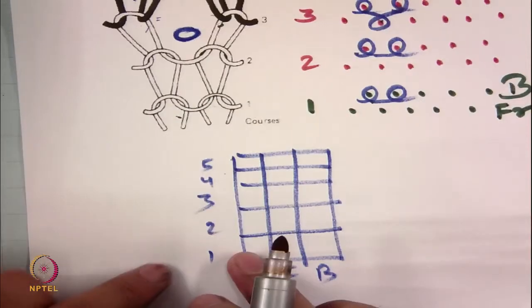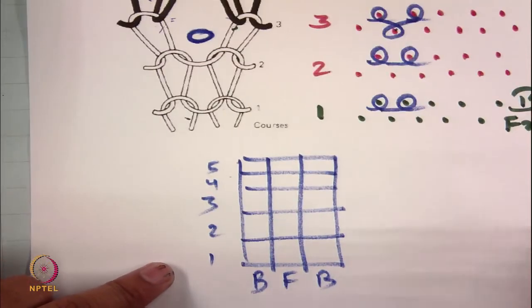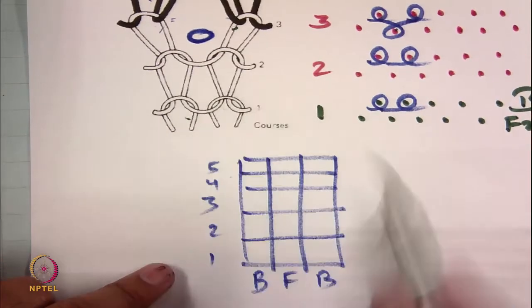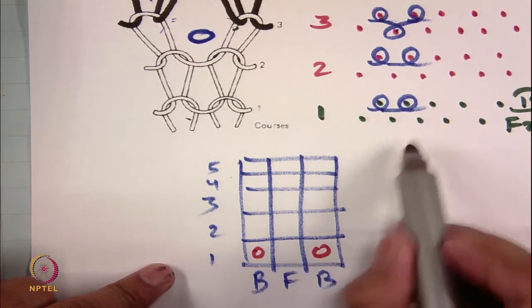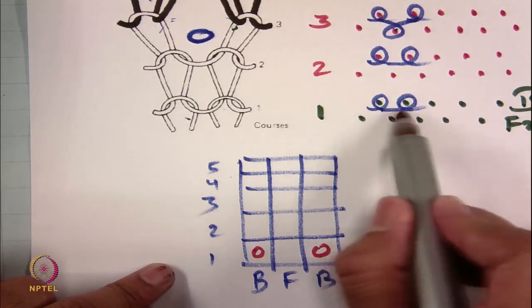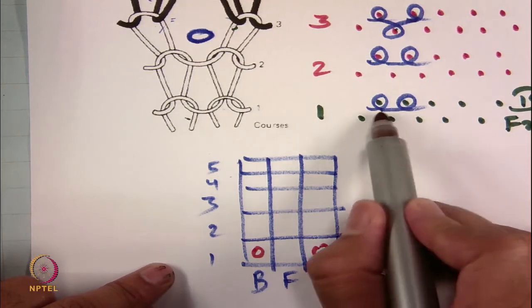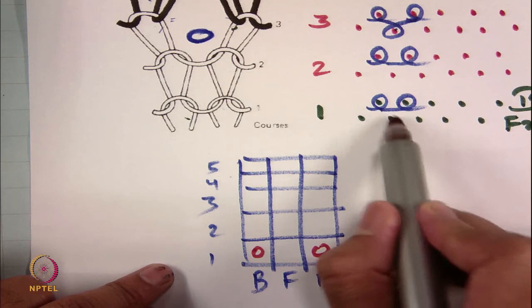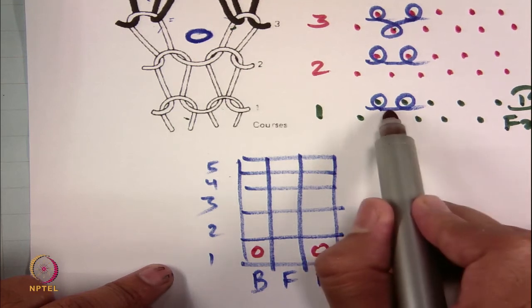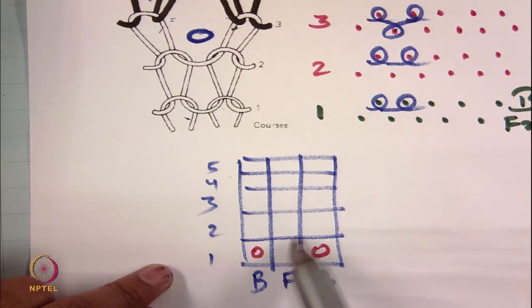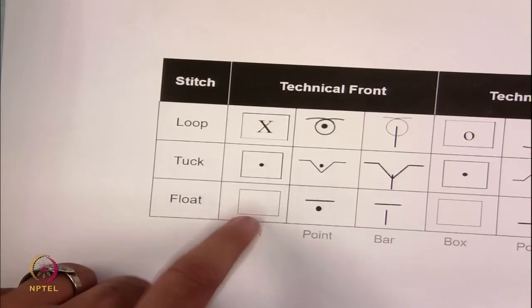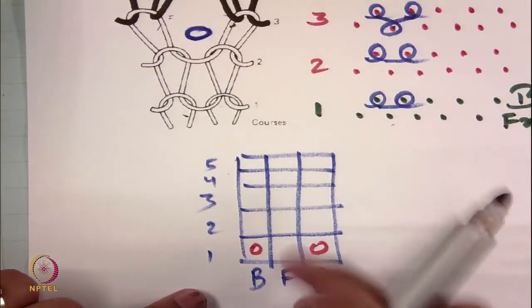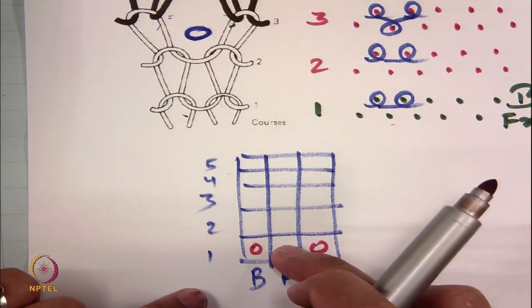In the first course only technical back is being formed, front is not making anything. So eventually the front is actually making a float. If you carefully see, this indicates that this needle is not catching the yarn, so it looks like a float. That is why we will leave this box blank, because the needle is not intermeshing the loops. So the float is represented by a blank box. For the front needle we will keep it blank because this is not participating.